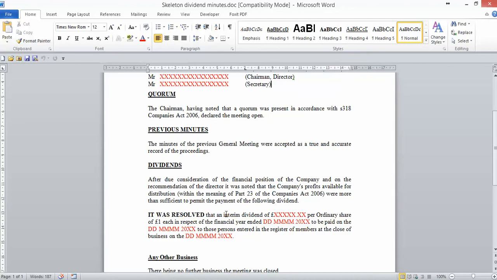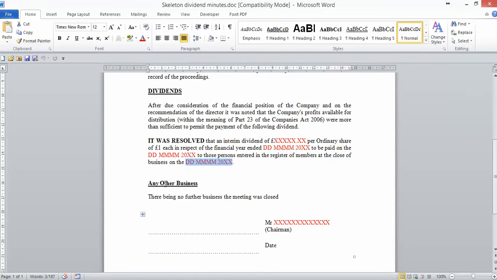Down here, it was resolved that an interim dividend of, it's going to be £4 per ordinary share because there's 100 shares, they've declared a dividend of £400. So £4 per ordinary share of £1 each. If that's different, if it's not a pound each, then you put the relevant share capital for you per share. The financial year ended, we're doing here 31st of March 2016, so that would be 31st of March 2016. To be paid on the 30th of April 2015, and to people who had shares as at the end of 30th of April 2015.